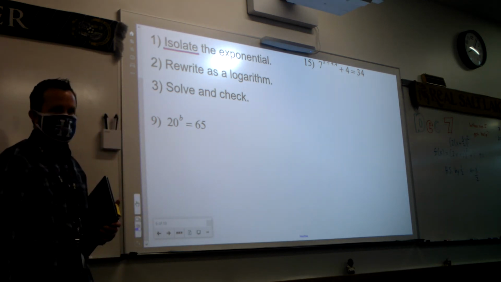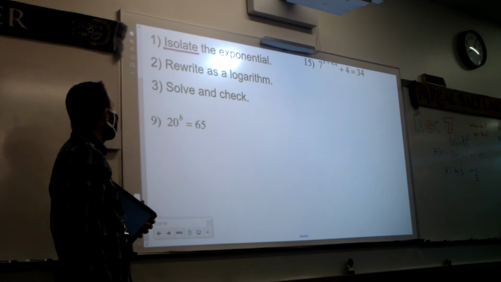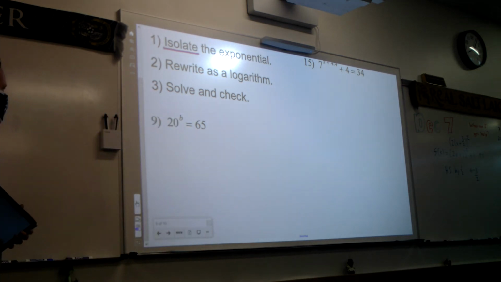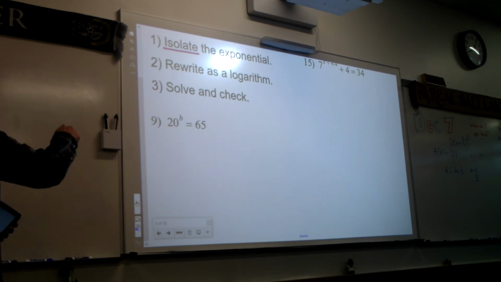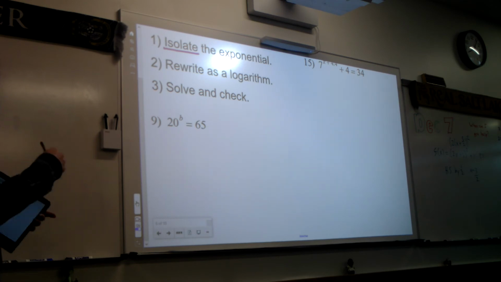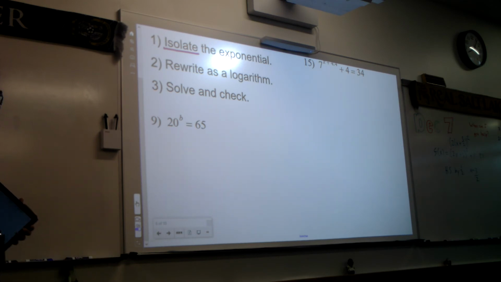Yeah, nothing comes to mind. All right, so what am I going to do? Well, we're going to go through these 3 steps: isolate, rewrite, solve, and check. So how would I rewrite this exponential as a logarithm? Turn to your neighbor, rewrite this as a log, and then I'm calling on someone in 15 seconds. Go.